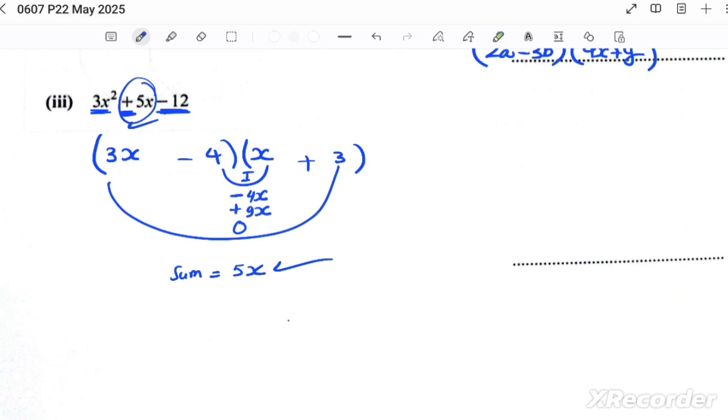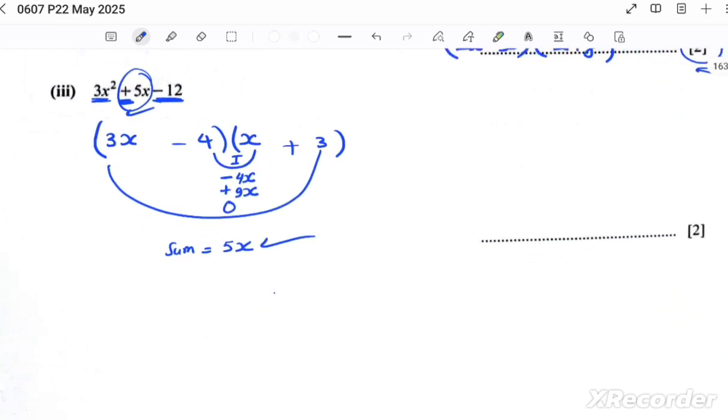So the factorization of 3x squared plus 5x minus 12 should be 3x minus 4 times x plus 3. So I will write the final answer there, 3x minus 4 and x plus 3. And again, usually double check, because if you have any mistake for any reason, you will discover it when you double check. Okay, the sum of inside and outside should be equals to the middle term.